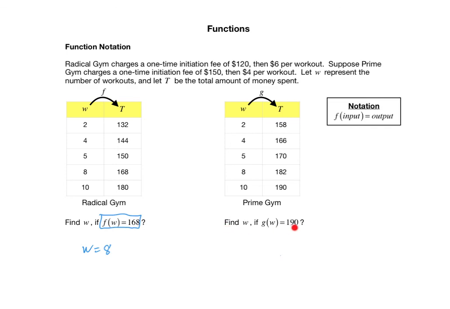Let's try this one. Find w if g of w equals 190. Again, the g is telling us we're talking about the relationship with respect to Prime Gym. So we want to find the input w such that the output is 190. And you see that happens right here. The corresponding number of workouts is 10. So in this case, w equals 10. And again, what this tells me is if you work out 10 times at Prime Gym, then it will cost you $190. With our functions, you will either be given an input and you have to find the output, or you will be given an output and you have to find the input.